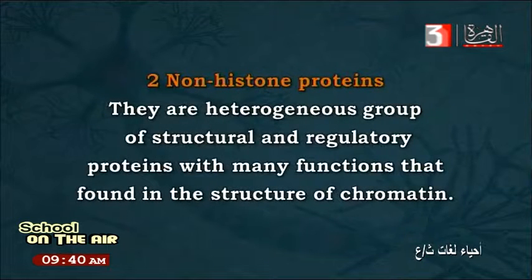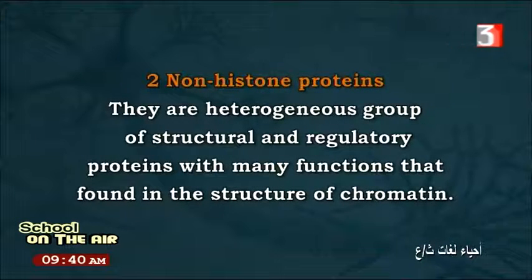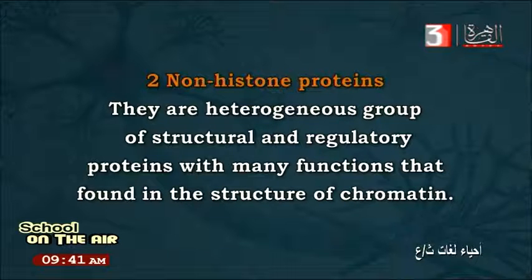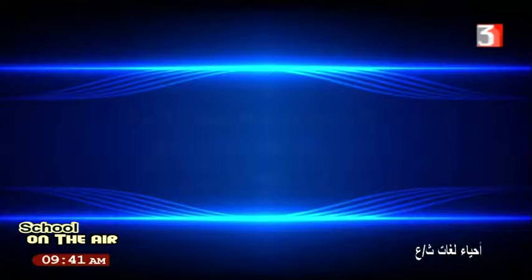Okay, what is the non-histone protein? They are a heterogeneous group. What is meant by heterogeneous? Heterogeneous means a different group, and this different group differs in structure and regulatory protein. And these non-histone proteins have many functions found in the structure of chromatin.